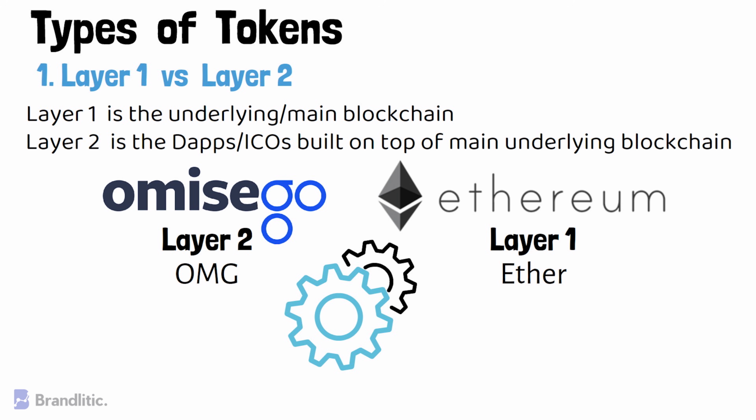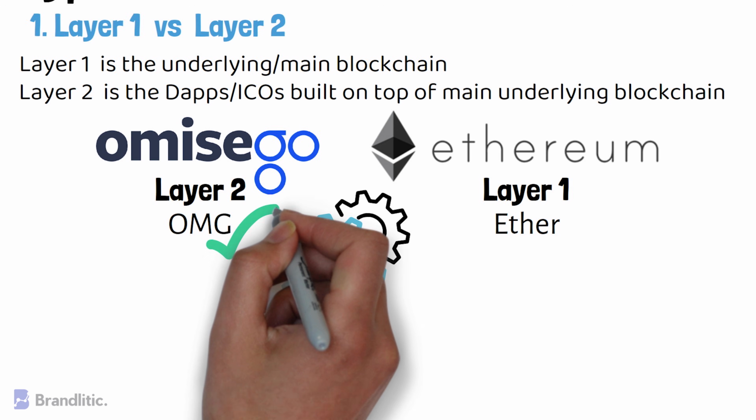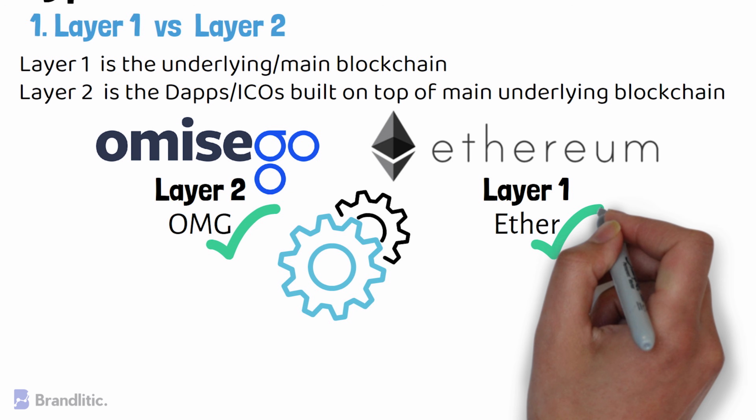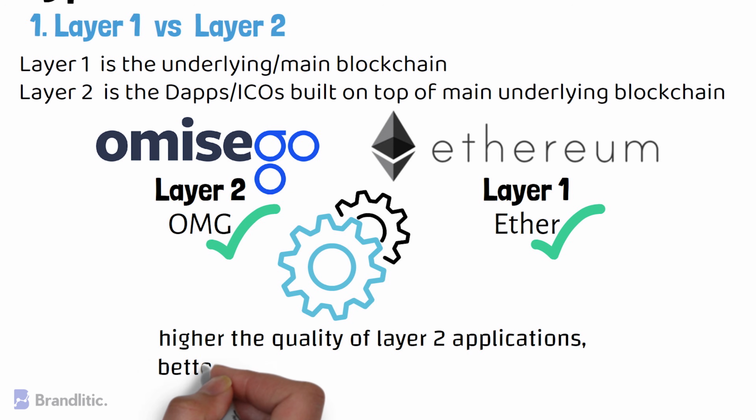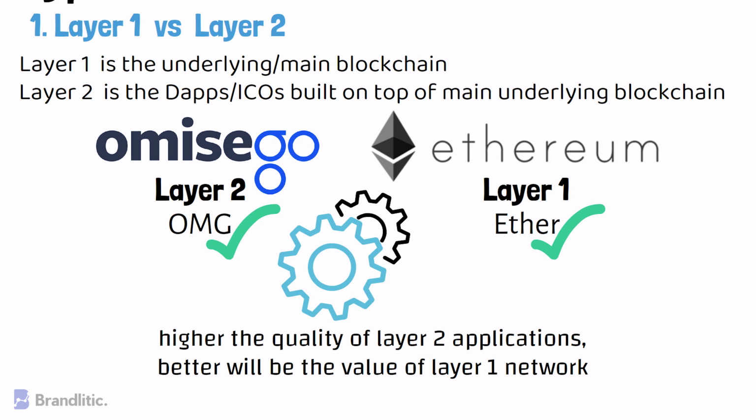While there are many projects that are working on making Layer 1 and Layer 2 as independent as possible, if you think on a more practical level, it would be a lie to suggest that these two have no connection whatsoever. Now, if a Layer 2 application is doing well, then it reflects positively on Layer 1 as well. As such, many Layer 1 projects try their best to attract as many developers as possible to their platform. So, as a conclusion, we can say that the higher the quality of Layer 2 applications, the better will be the value of the Layer 1 network.